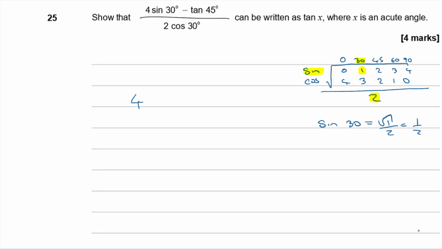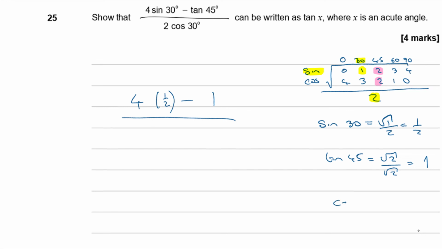Okay, so sine 30 is going to be 4 lots of a half minus the tan of 45. If you want to do tan 45, then the tangent of the number is the sine divided by the cosine. So it's going to be the sine number root 2 divided by the cosine number root 2 from the table. That's root 2 over root 2, which is 1. So it's going to be minus 1 all over 2 cos 30.